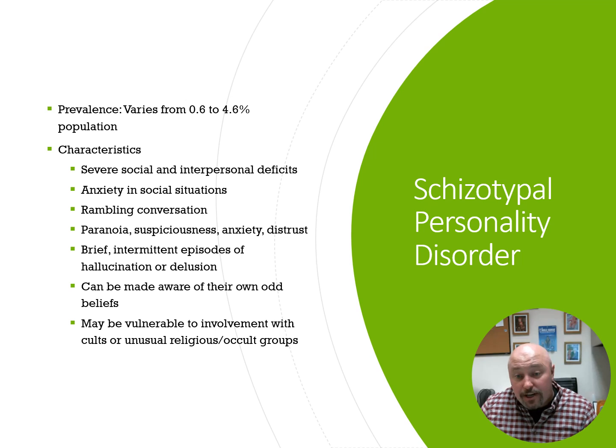Next would be schizotypal personality disorder. This has a prevalence that varies from 0.6 to 4.6% of the population, with characteristics including severe social and interpersonal deficits, anxiety in social situations, rambling conversation, paranoia, suspiciousness, anxiety, and distrust, brief intermittent episodes of hallucination or delusion, and can be made aware of their own odd beliefs. They also may be vulnerable to involvement with cults or other unusual religious or occult groups.